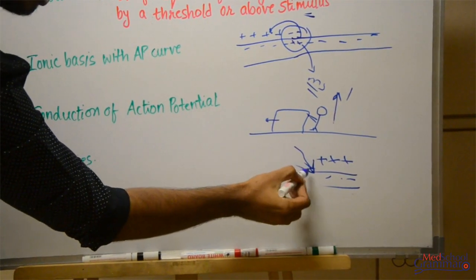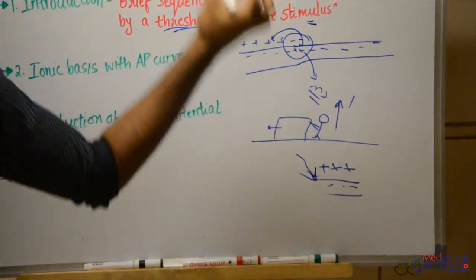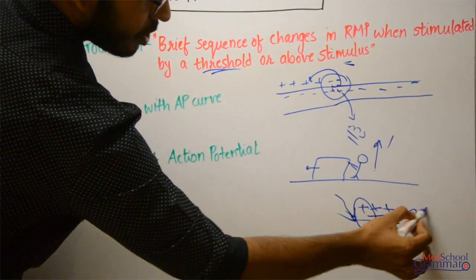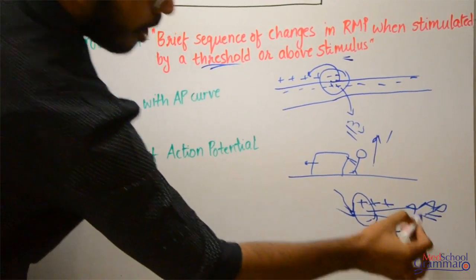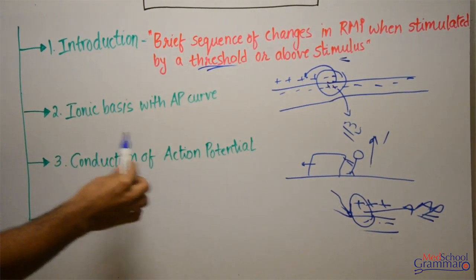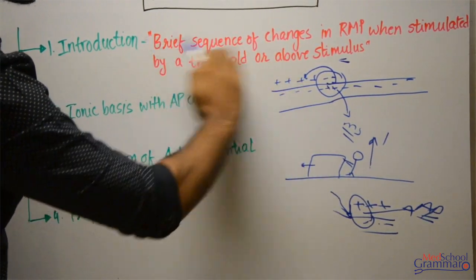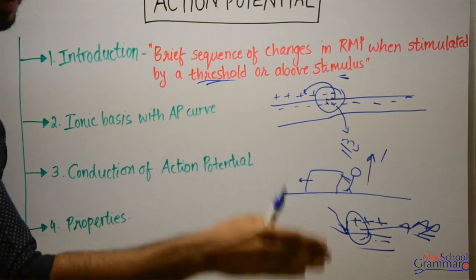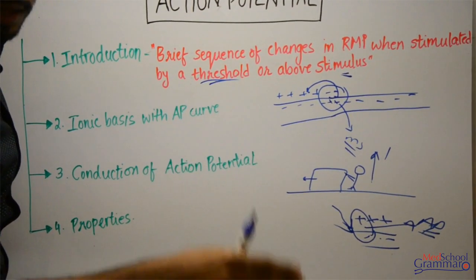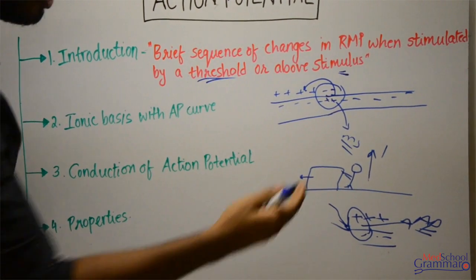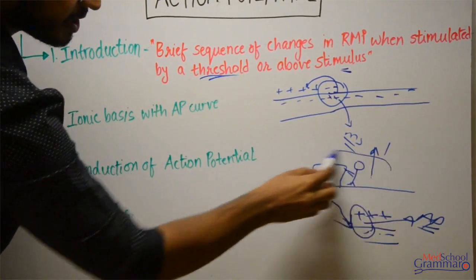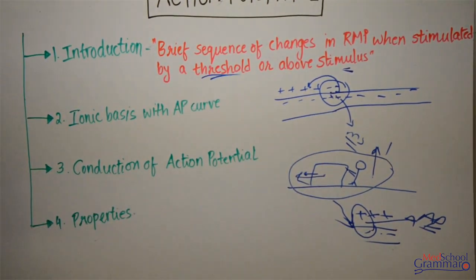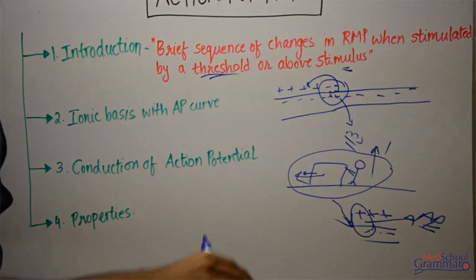So whenever the stimulus is of threshold strength, there is change in the resting membrane potential and generation of action potential. We'll talk about generation in detail under the second subheading. Right now I'm just telling you the description. I'm explaining you the introduction. The word threshold means minimal strength of stimulus that is needed or required to produce action potential. From this example, it's clear. Minimum force required to just move this object is called threshold force. So threshold stimulus is the minimum force required.